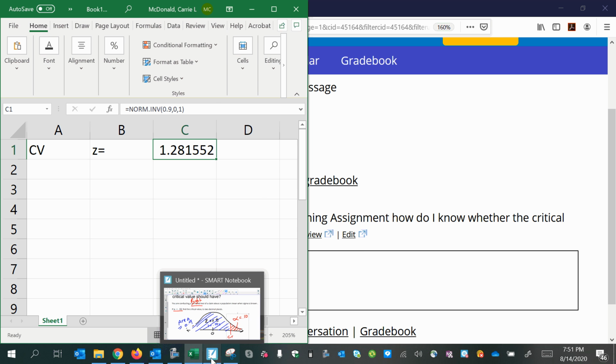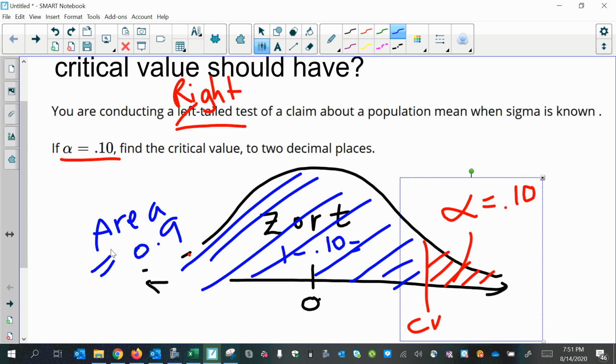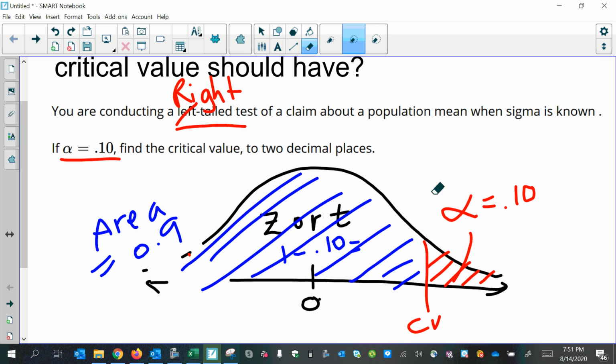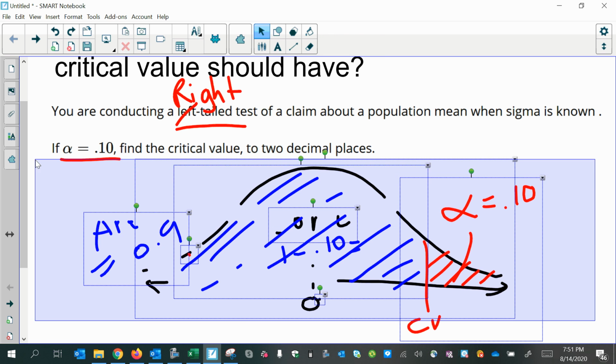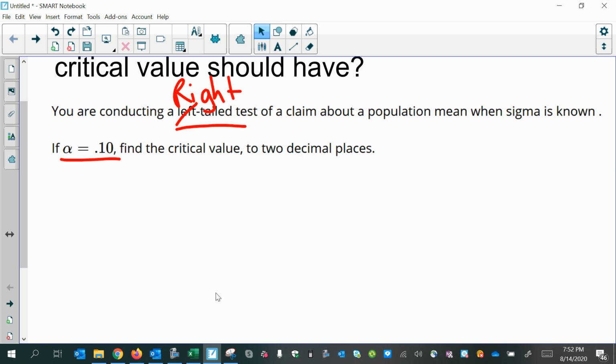Now, if it was a two-tailed test, though, the two-tailed test will have half the area in each side, and so that means that you will have a different critical value because the area is different, so it's going to be farther out in the tails since it's a smaller area. So let's go ahead and change this to a two-tailed example.